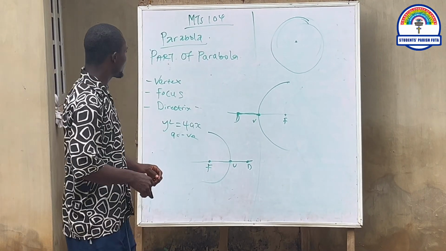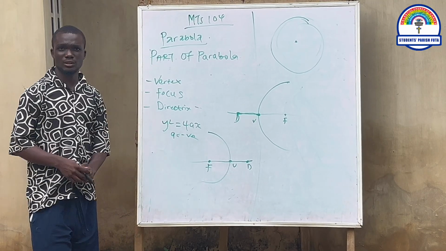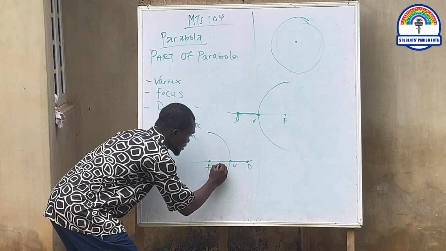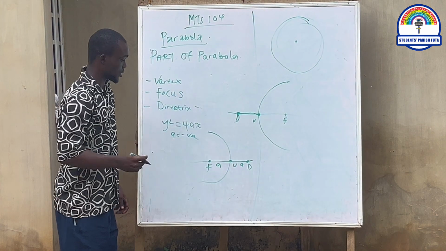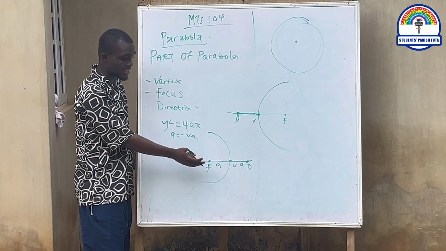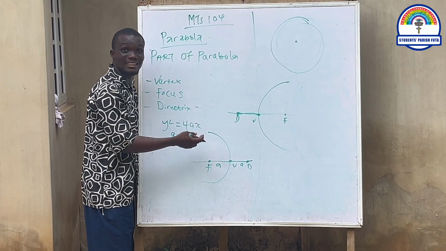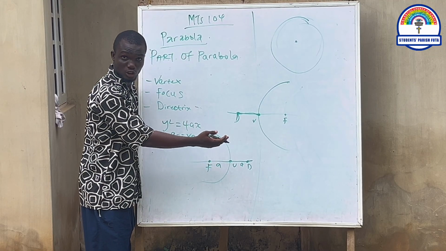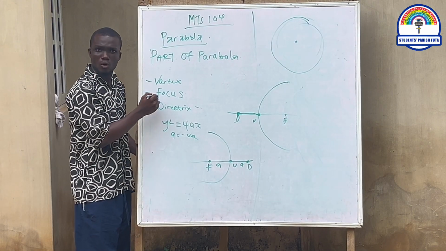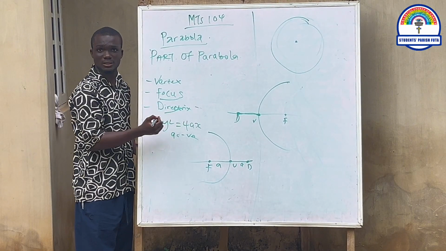All right, let's look at the formula of the focus and directrix. But before we go into that, I want to fix something here. This place is A. You can see that the distance between the focus and vertex is A, and the distance between the vertex and the directrix is also A. Do you understand?